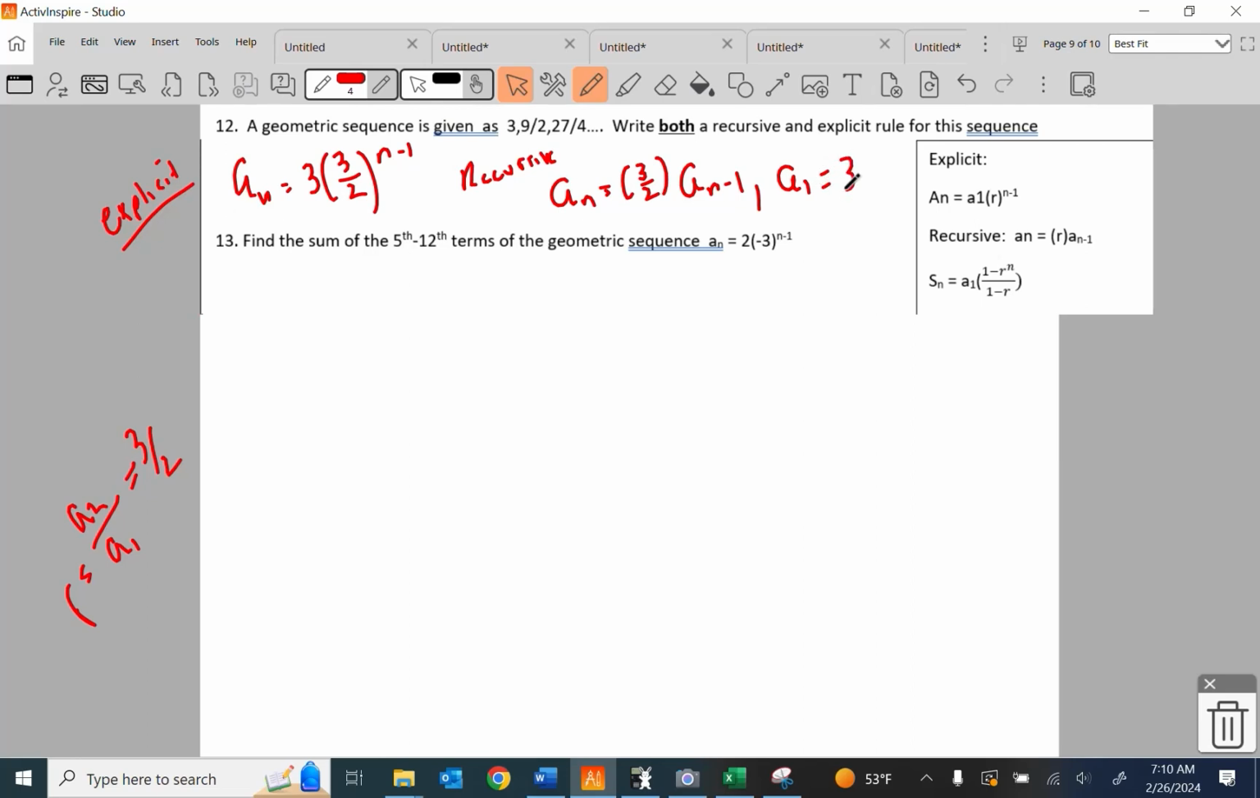13, find the sum of the 5th through 12th terms of this sequence, and I've given you a formula over there. I didn't do the infinite sequence on here.